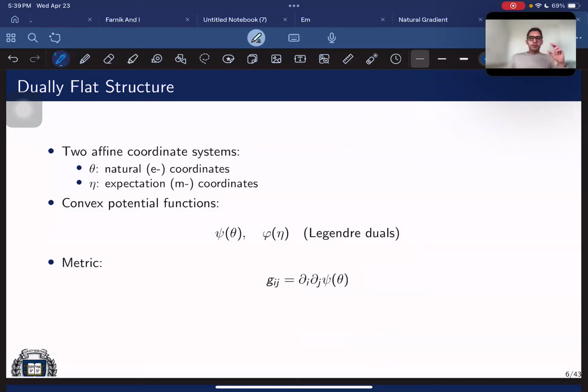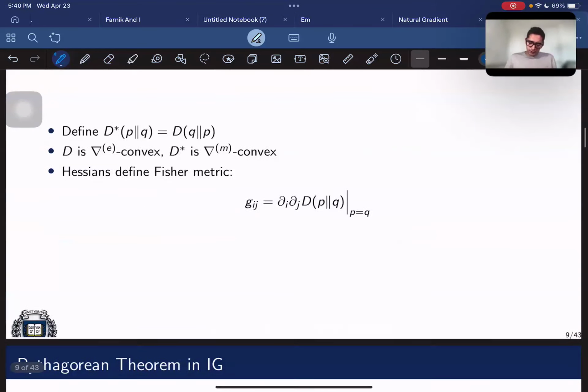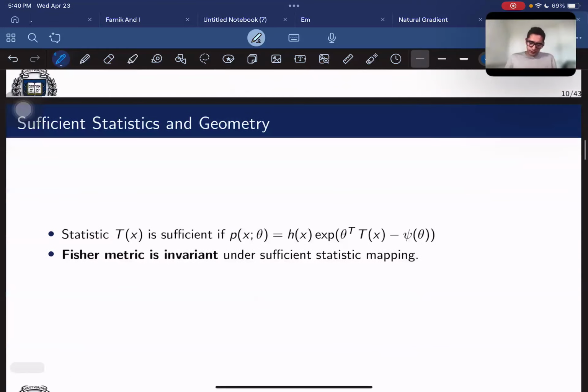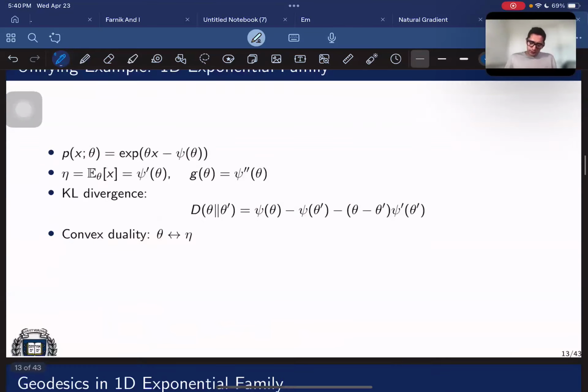And we found 2 sets of coordinates, natural coordinates and expectation coordinates. Last time we didn't have enough time to dive into this. The whole beauty of information geometry is because of the existence of this dually flat coordinate system. For example, let me see if I put it here or not. Yes.